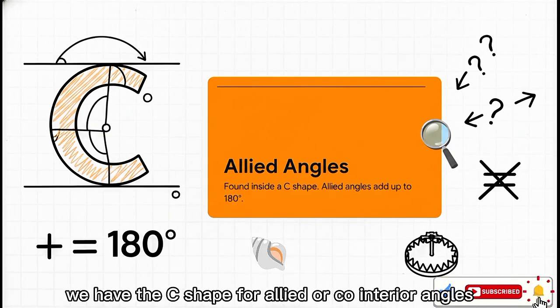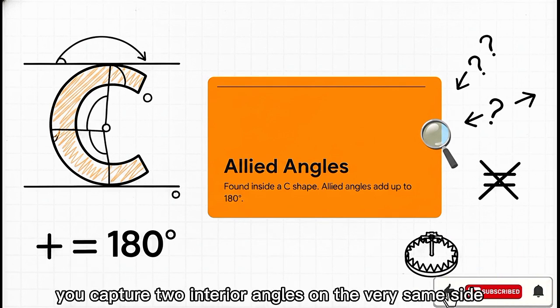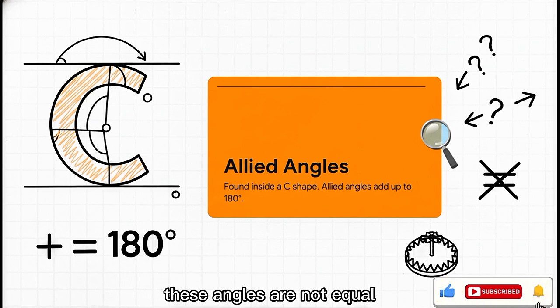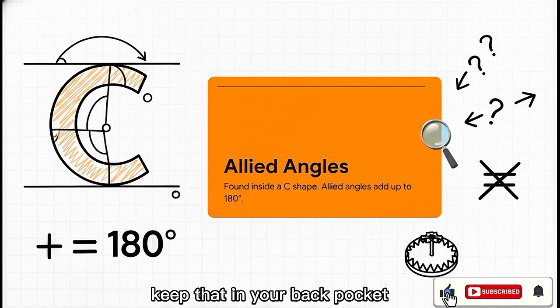And finally, we have the C shape for allied or co-interior angles. If you draw a C inside the parallel lines, you capture two interior angles on the very same side. But listen closely because this one is a trap. These angles are not equal. Instead, they are supplementary. They will always add up to exactly 180 degrees. Keep that in your back pocket.